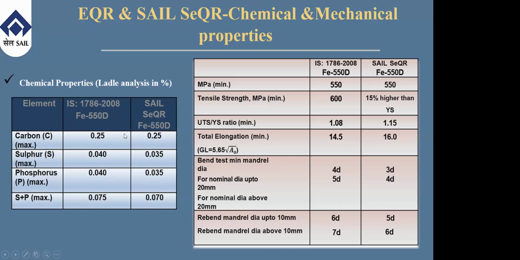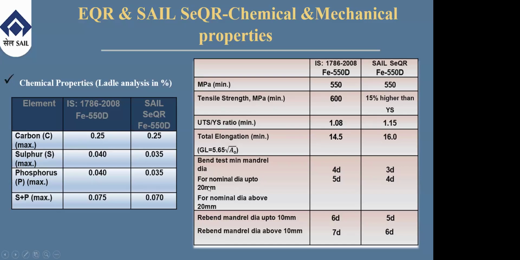Not only chemical properties, we are also changing the mechanical properties in case of Cell Secure. As you can see, YS like 550 is almost similar, but tensile strength, that is TS, which we are keeping at 600 in a 550D, is 15% higher than YS in case of Cell Secure, that is almost 630 to 632. And then UTS by YS ratio, which plays a very important role in applications of TMTs. In Cell Secure we are keeping that ratio at 1.15, but in a 550D, it is 1.08. Total elongation in 550D we are keeping at 14.5, but Cell Secure 16.